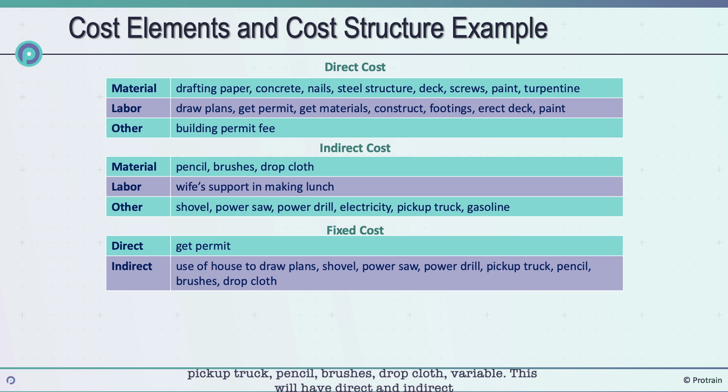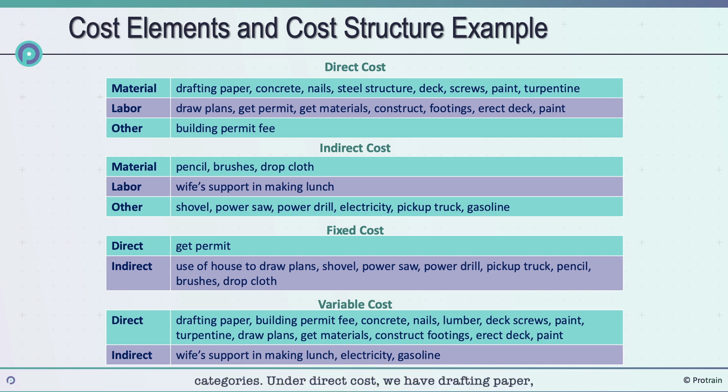drop cloth. Variable. This will have direct and indirect categories. Under direct cost, we have drafting paper, building permit fee, concrete, nails, lumber, deck screws, paint, turpentine, draw plans, get materials, construct footings, erect deck, paint. Under indirect cost, we have wife support in making lunch, electricity, and fuel.